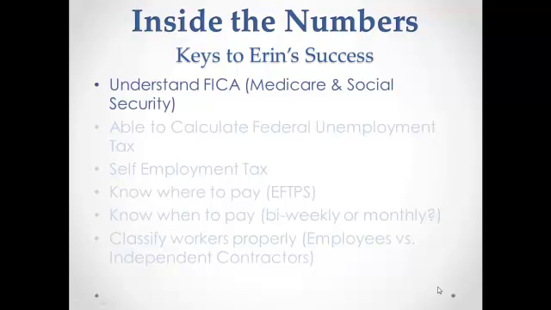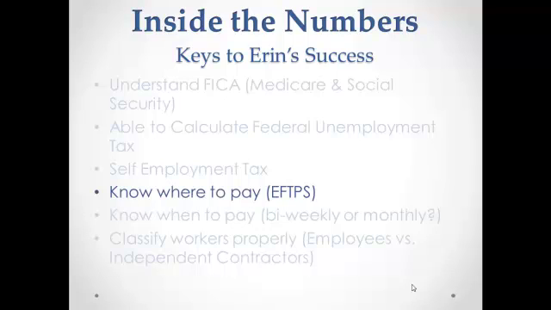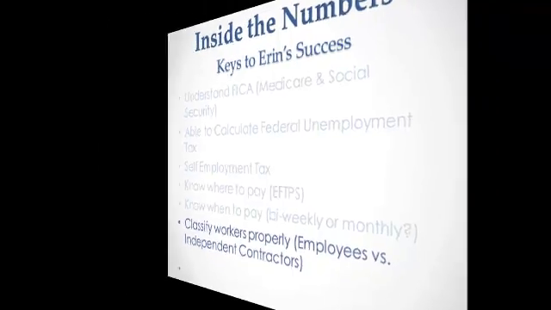Let's take a look at the inside numbers, keys to Erin's success. First of all, she was able to understand the FICA, which is the Medicare and Social Security. Then she was able to calculate federal unemployment tax, which is a big process for anyone who's running their own company. She was also able to tackle and maintain her self-employment tax, which is a very difficult responsibility for all employees. She also knows where to pay her taxes using the electronic federal tax payment system online. She also knows when to pay those taxes. Is it bi-weekly or bi-monthly? It can be both. Classifying workers properly? She's got it. Wow, that was some really great tax breakdown information.